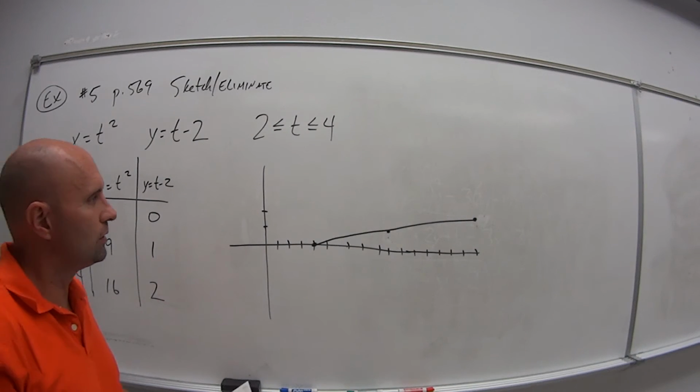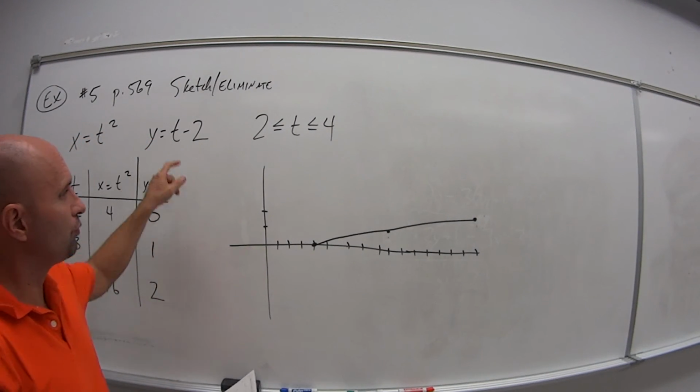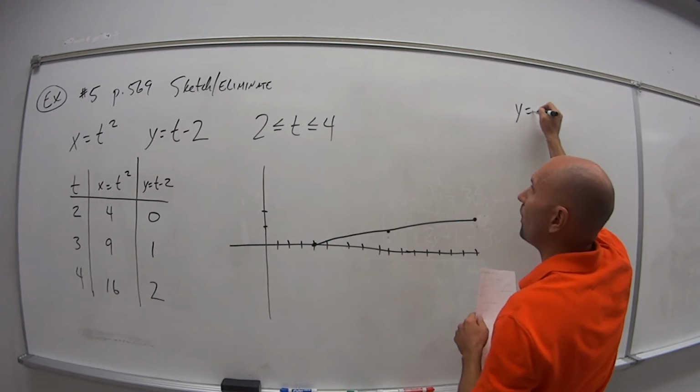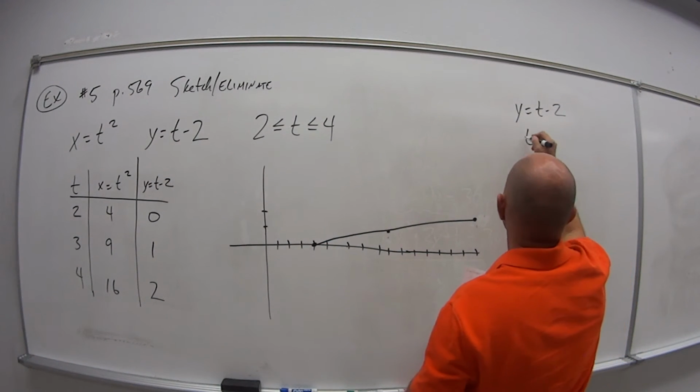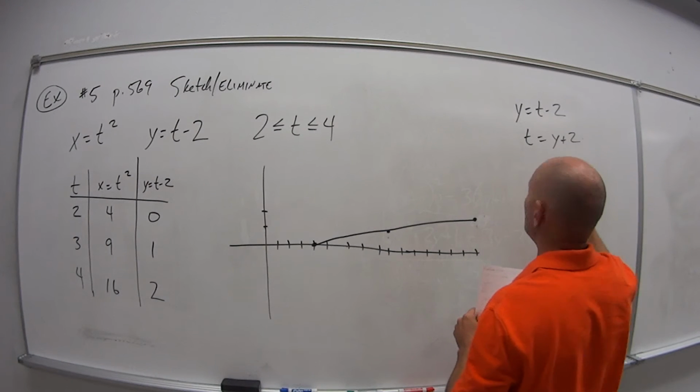Now we need to eliminate the parameter, so I'm going to use y again. So I get y is t minus 2, which means t is y plus 2.